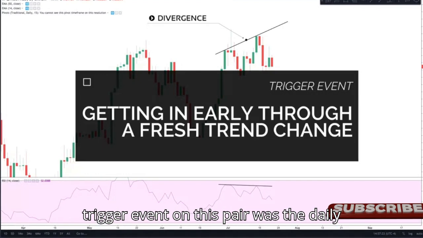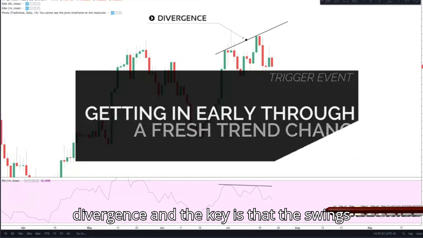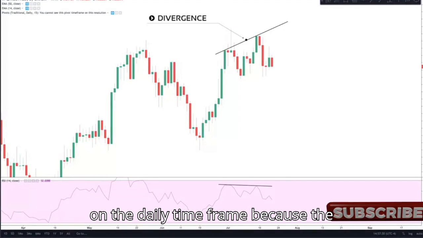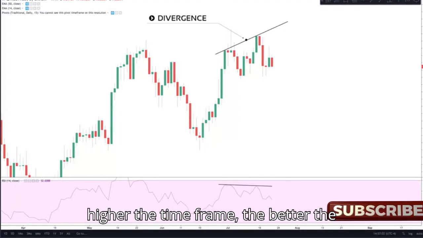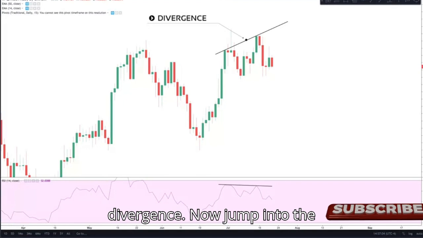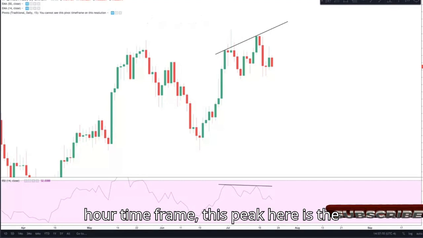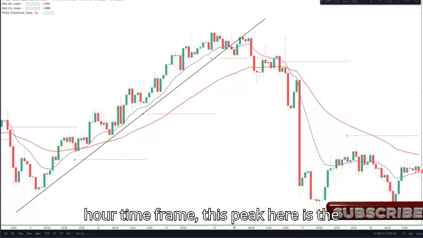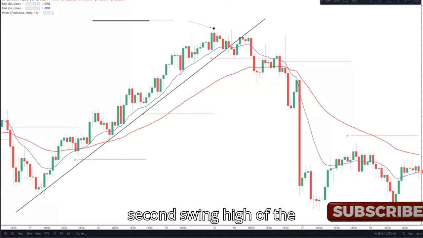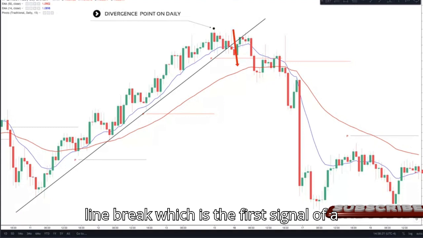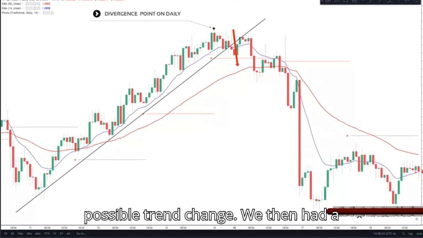So again, the trigger event on this pair was the daily divergence. And the key is that the swings are wide, but also that it is occurring on the daily time frame, because the higher the time frame, the better the divergence. Now, jump into the 1-hour time frame. Here in the 1-hour time frame, this peak here is the second swing high of the daily divergence. We then had a trend line break, which is the first signal of a possible trend change.